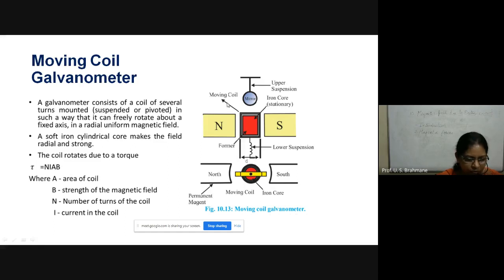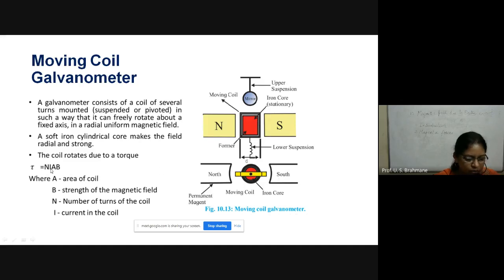The magnetic field is radial because of the north and south poles of the magnet. It is a horseshoe magnet. And in between there is a former or iron core. It is a soft iron which makes the field radial and strong. This is very important. And the coil rotates due to a torque. The same principle applies here, that torque tau is equal to NIAB, which we have derived earlier.